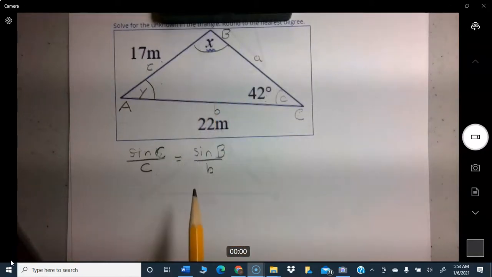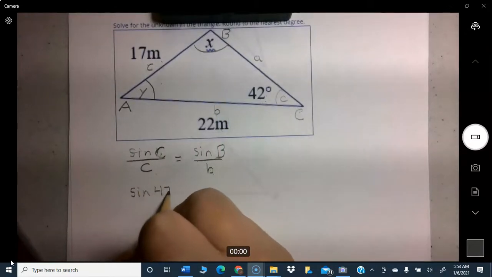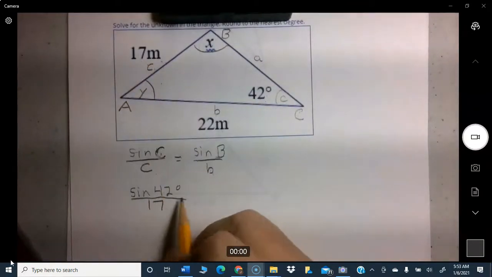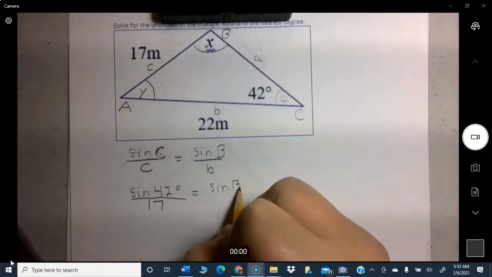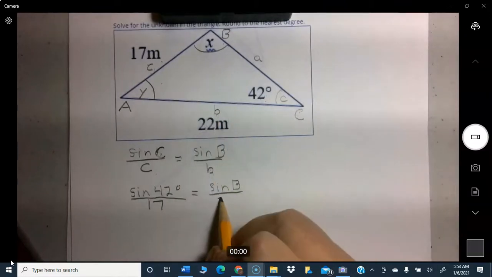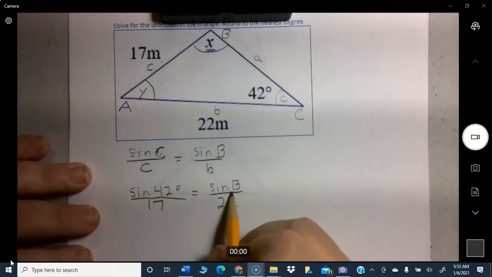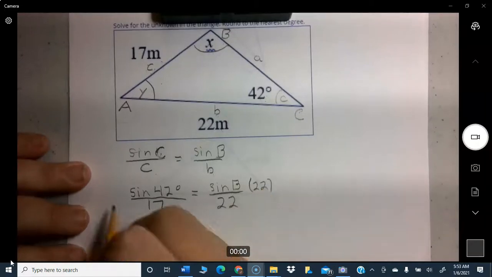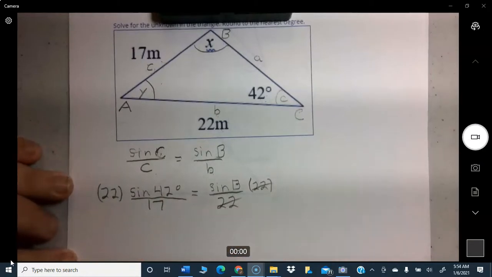And then once we find sine B, we want to find out what B is, what that actual angle number is. Okay, so now we can plug in the numbers. Sine C is sine of 42 over this side c, which is 17, equals sine of B, that's the one we don't know, over side b, which is 22. Okay, so now first let's do the algebra part. We need to solve for this, get this by itself. So what we're going to do is multiply both sides by 22. This cancels with this, and so you have sine of B equals everything that's on the other side.